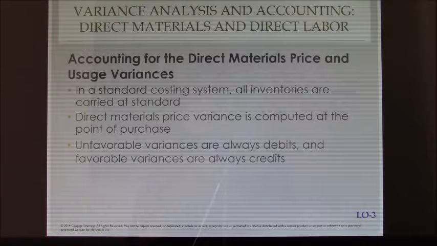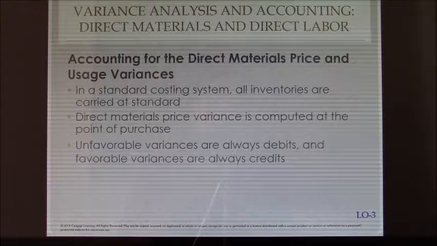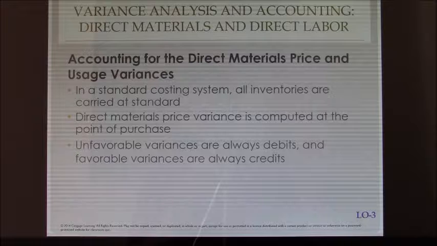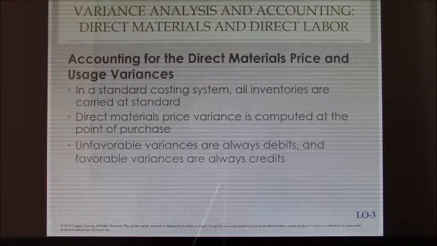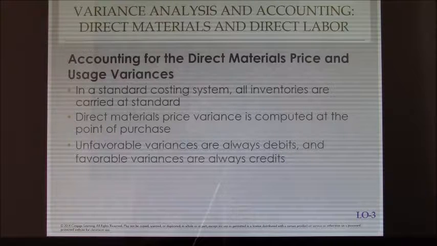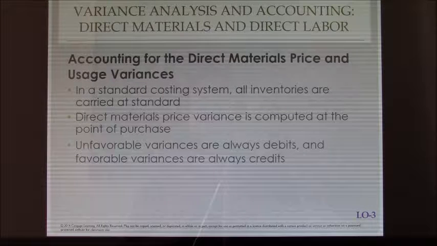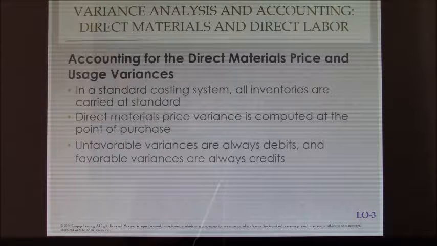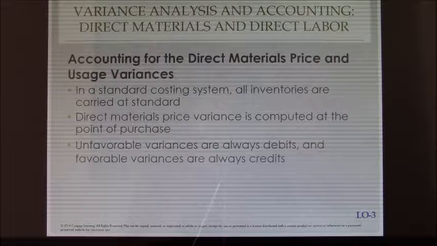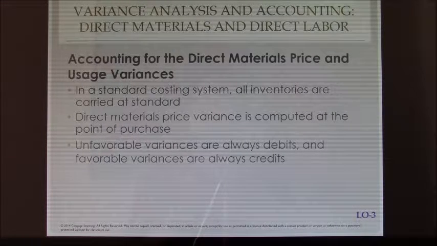We've been talking about direct materials variances, right? Which can be either we paid more or less than the standard, or we used more or less than the standard. The price and usage variances. In a standard costing system, all these inventories are carried at the standard, right? And the price variance is computed at point of purchase, and unfavorable variances are debits, favorable are credits.